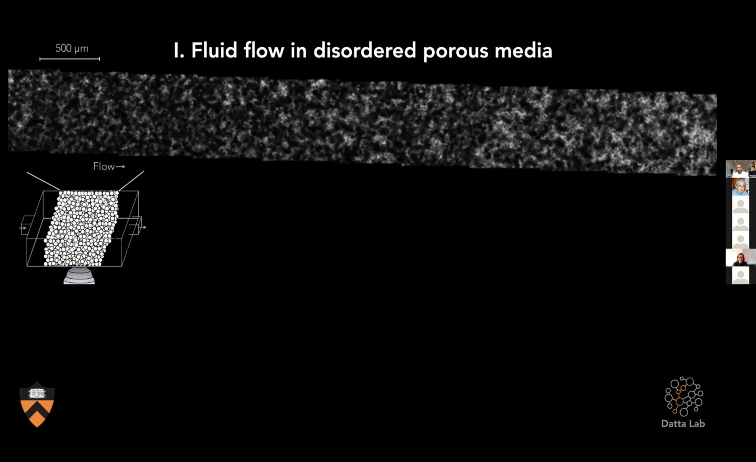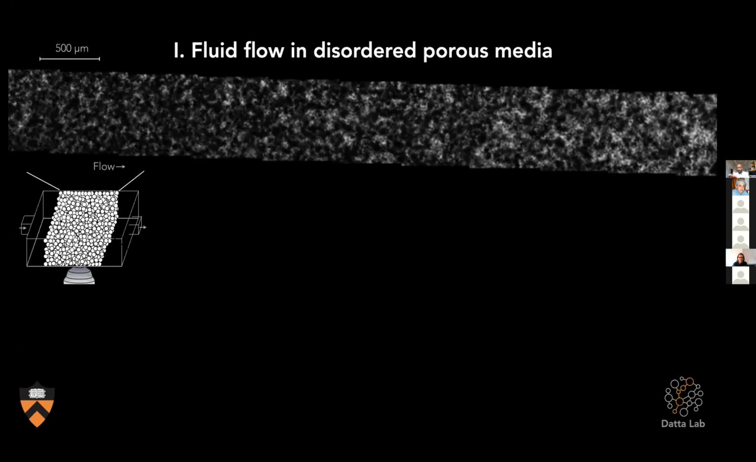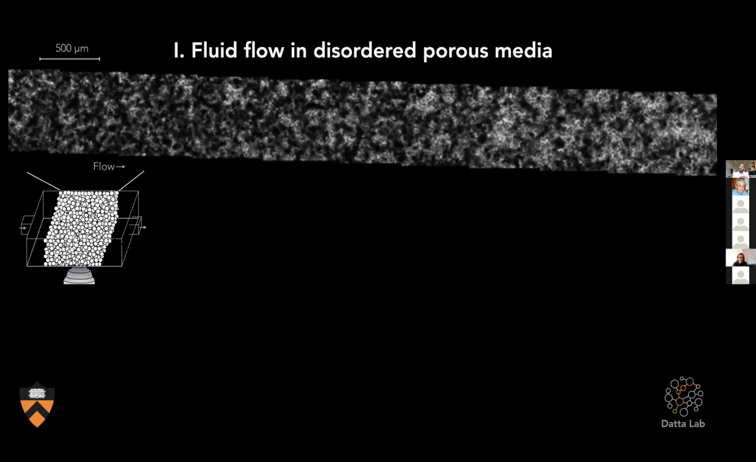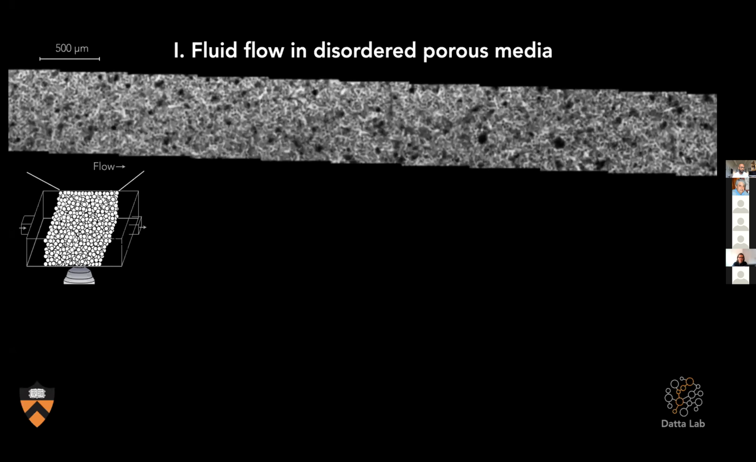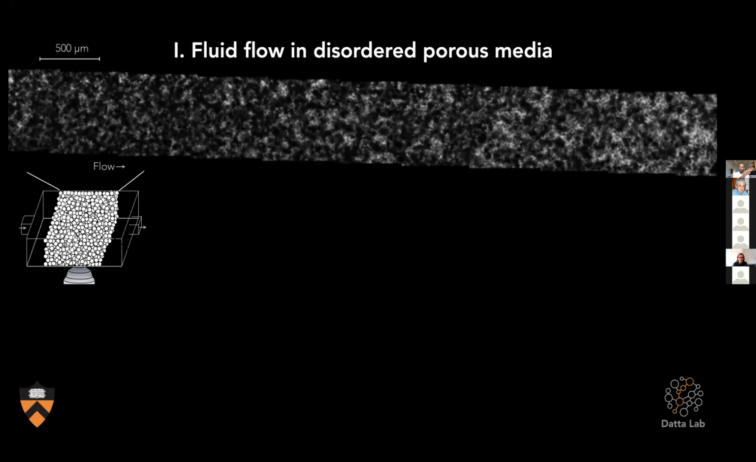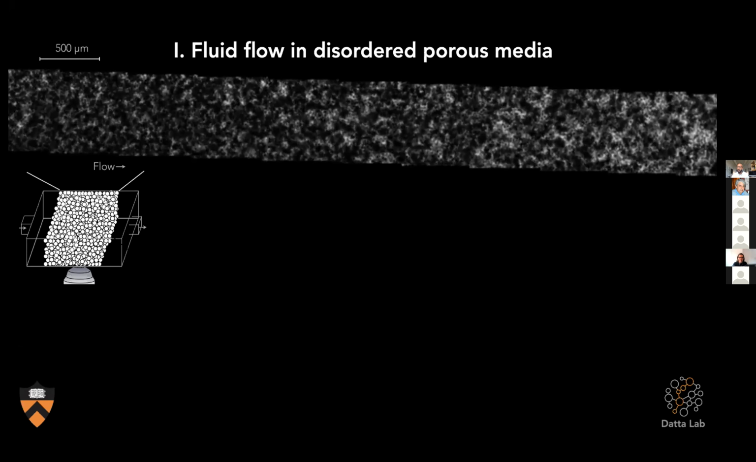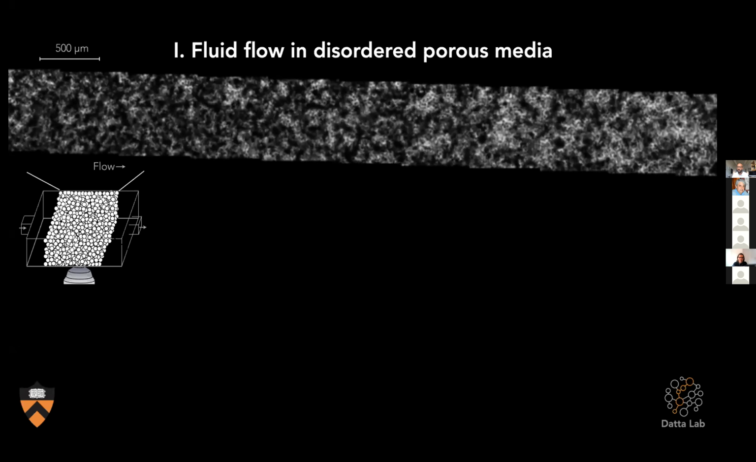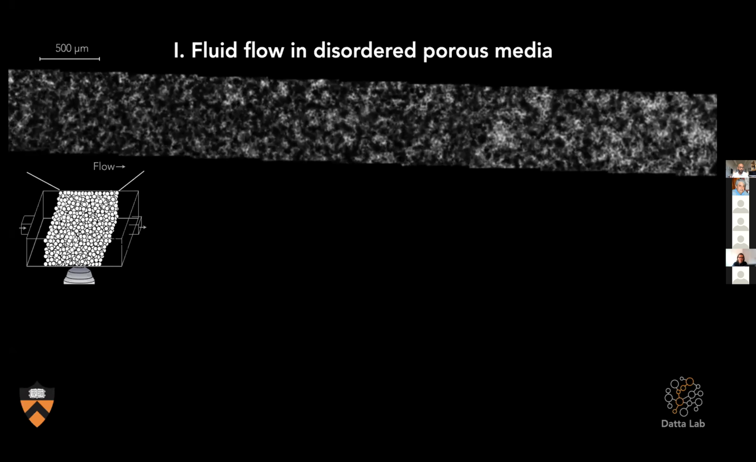This is an example of a movie that we took showing oil, the black stuff, displacing water, the bright regions, from deep inside a 3D porous medium. As you can see from this movie, the oil doesn't just flow smoothly from left to right, but flows through this classic fingering pathway. By taking movies like this, we've been able to develop a deeper understanding of the underlying physics.